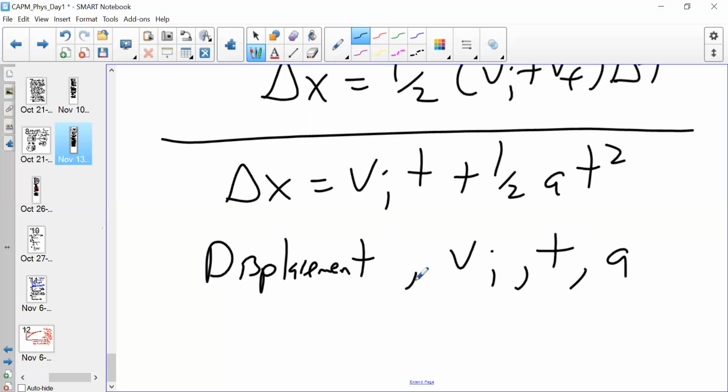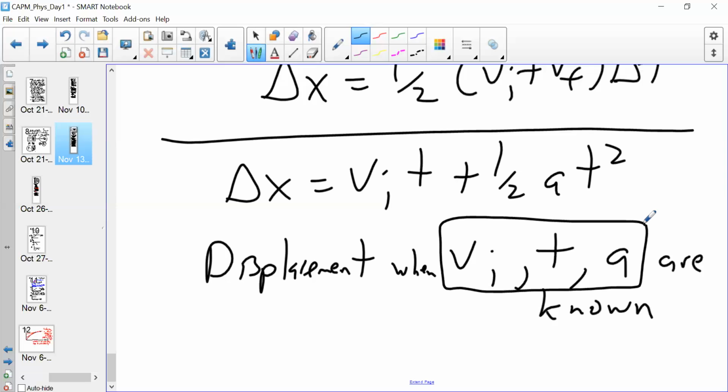So displacement when these guys are known. And you can even use this first equation to find acceleration if you know delta x, velocity, and time. So that sort of thing takes some practice. So we're going to do a couple of examples of those in section 2.